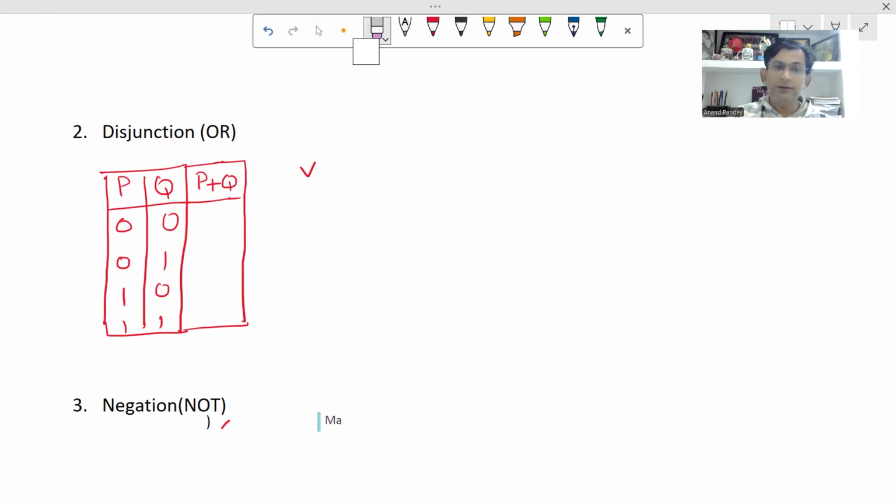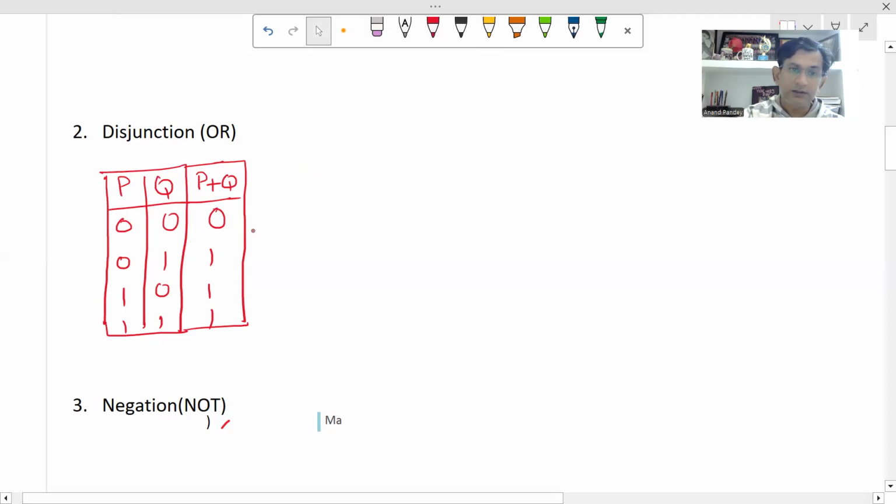The rule for conjunction is what? Disjunction. Sorry, disjunction is what? If any one of the input or any one of the proposition is 1, the output will be 1. So here 0, 1, 1, 1. एक भी 1 होगा तो output 1 आएगा. This is for disjunction. Okay.